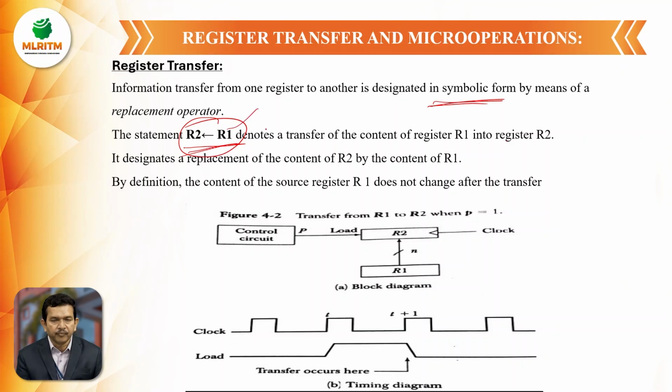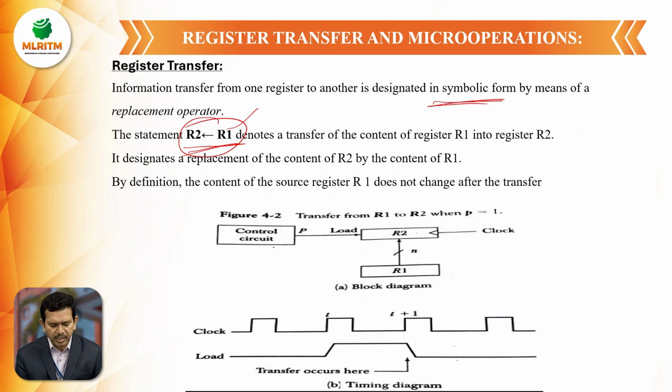If you see this statement, the data which is stored in R1 is transferred to R2. Immediately, the register content which is stored in R2 is replaced with the register data of R1. By definition, the content of the source register R1 does not change after the transfer. If you see the diagram here, we have a control circuit and registers R1 and R2. Simply, the statement R1 transfers to R2 is what we are trying to represent in a diagrammatic format.